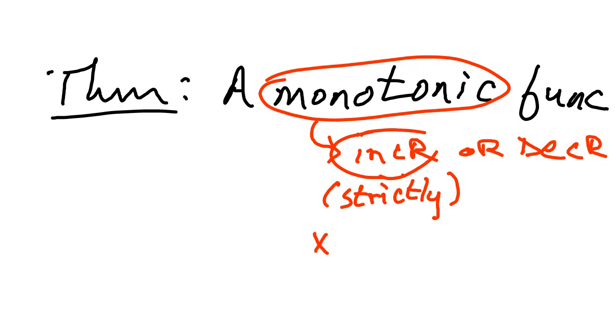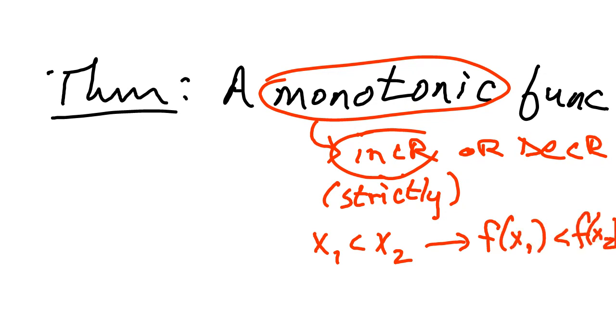That means that for the increasing, if x1 is less than x2, then what's that going to guarantee? That the output f of x1 is going to be less than f of x2, strictly less. So in other words, if on the graph I've got x1, x2 right here, then this point, the left output, is going to be lower than that. So I'm going uphill left to right. Okay, remember that?